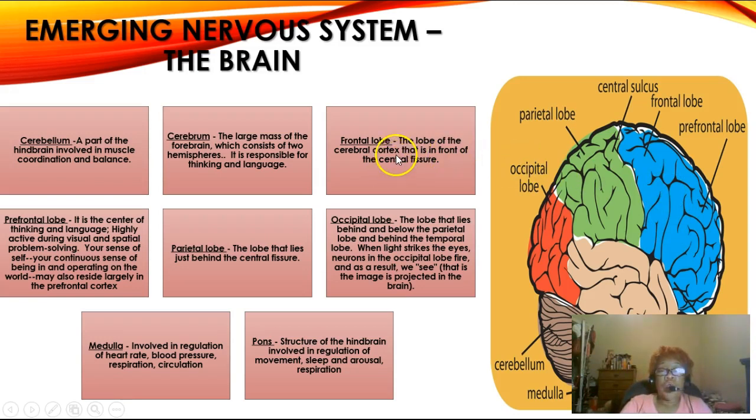The frontal lobe of the cerebral cortex is in front of the cerebrum, and this also helps control your memory and thought processes. And this is the prefrontal lobe, which is the center of thinking and language, highly active during visual and spatial problem solving. Your sense of yourself, being in and operating on the world, may reside in the prefrontal cortex.